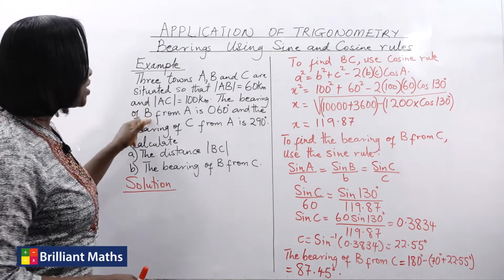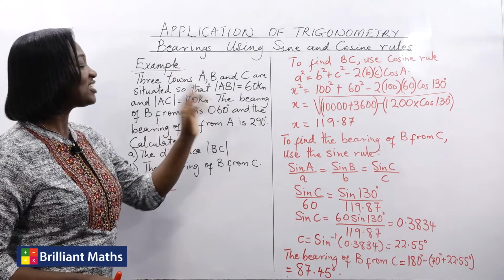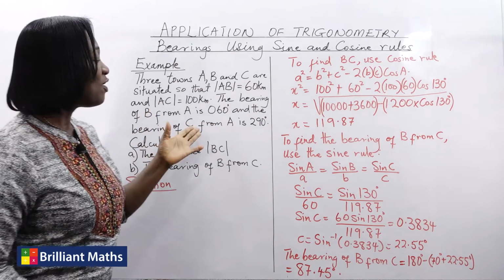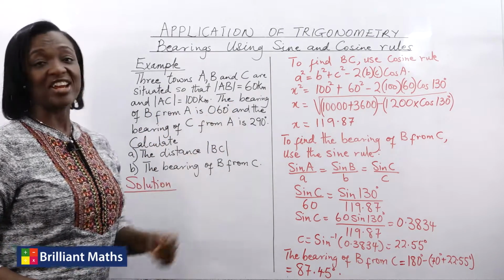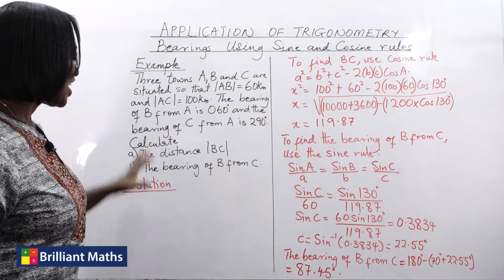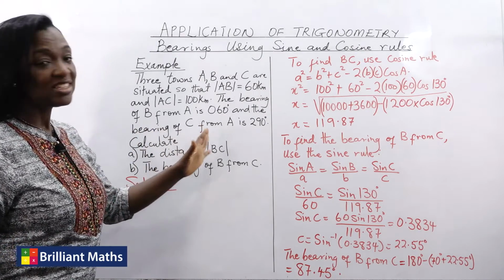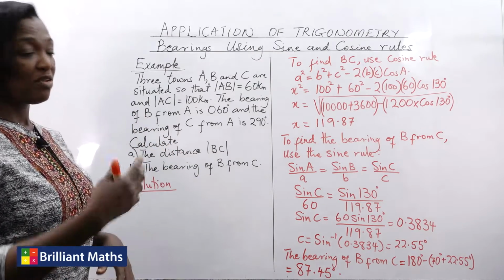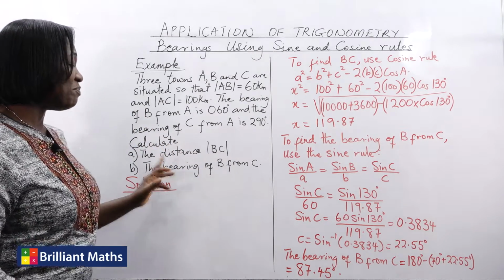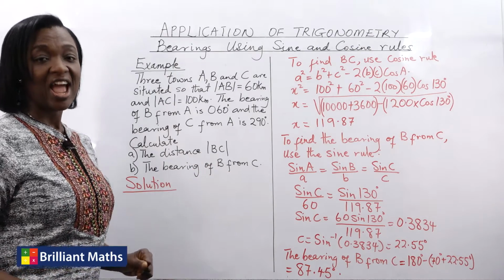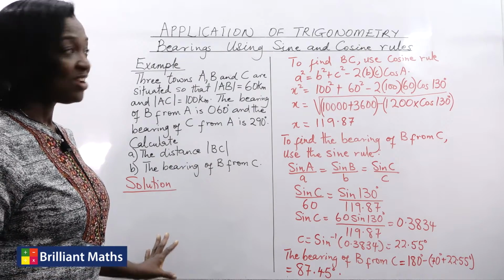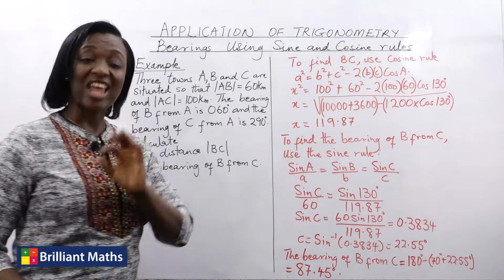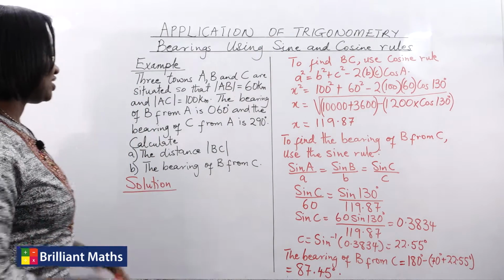The bearing of B from A is 60 degrees. That's 060 degrees. And the bearing of C from A is 290 degrees. Calculate A, the distance of BC. That's the distance of B from C. And then calculate the bearing of B from C. I'd like to sketch this out and then we work through the solution. The sketch is very important.